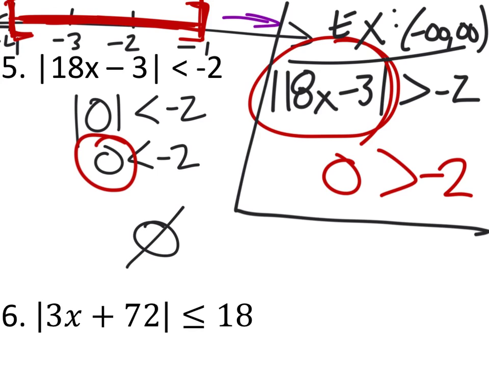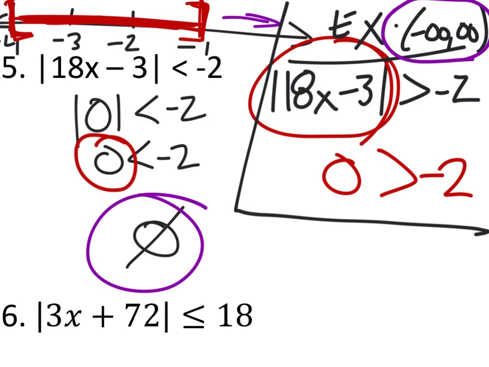I don't remember if the test switched that around or not, but just be aware that sometimes it's all the real numbers, which as an interval shows like this. Sometimes it's no solution, okay, because we have to know that the absolute value could never be less than a negative.